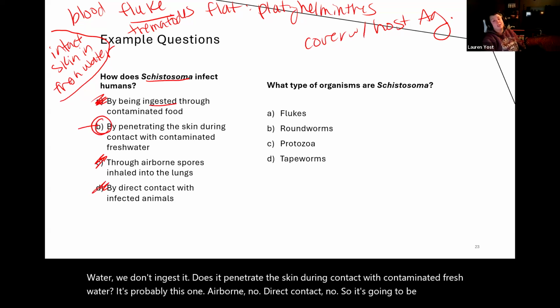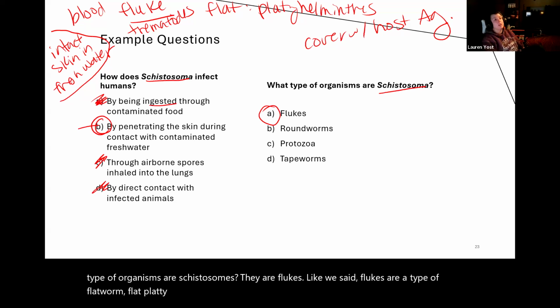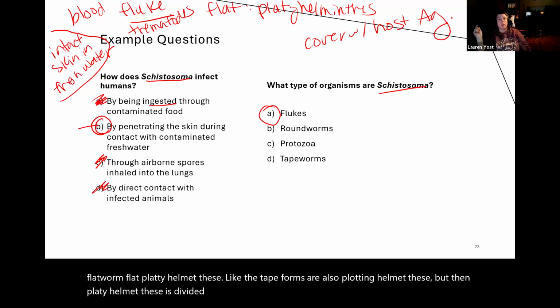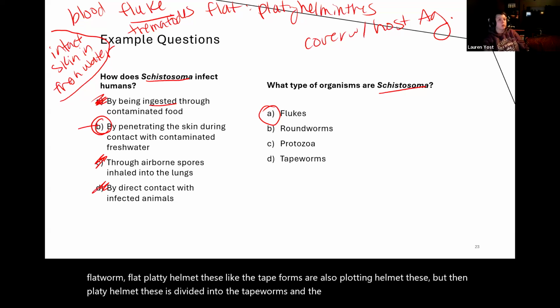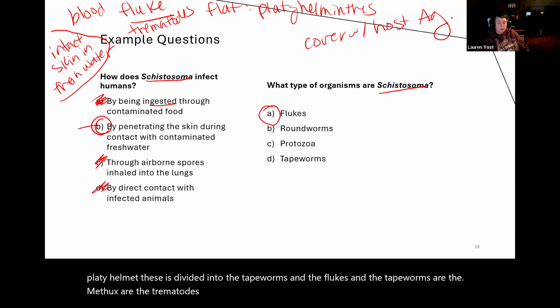And what type of organisms are schistosomes? They are flukes. Like we said, flukes are a type of flatworm. Platyhelminthes, like the tapeworms, are also platyhelminthes, but then platyhelminthes is divided into the tapeworms and the flukes. And the tapeworms are the cestodes and the flukes are the trematodes. So just to summarize that stuff.